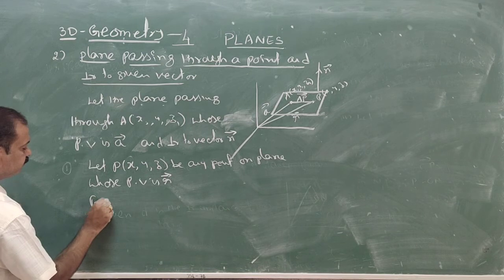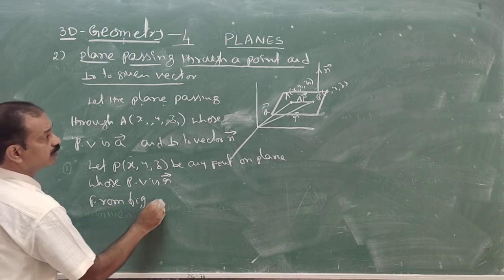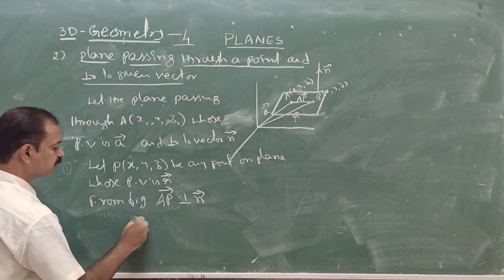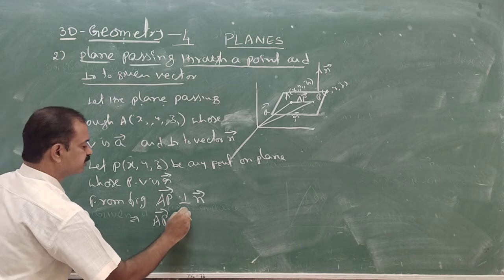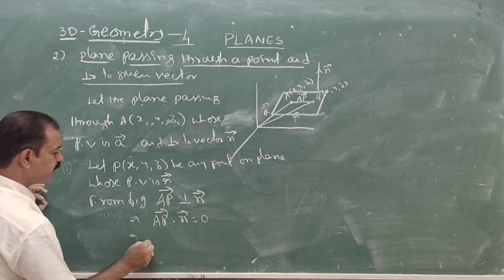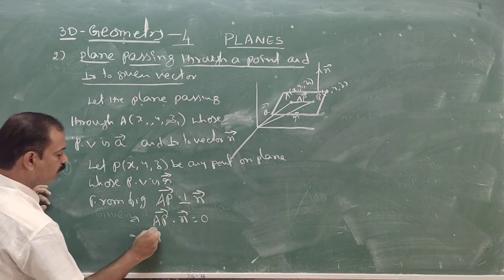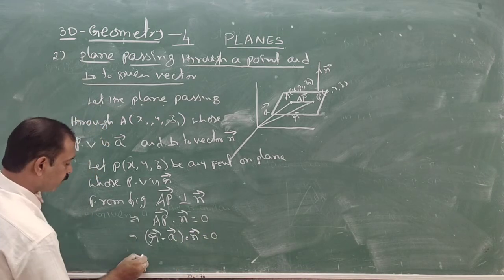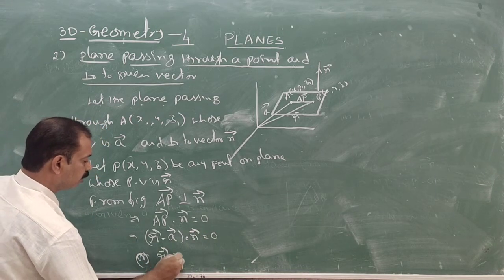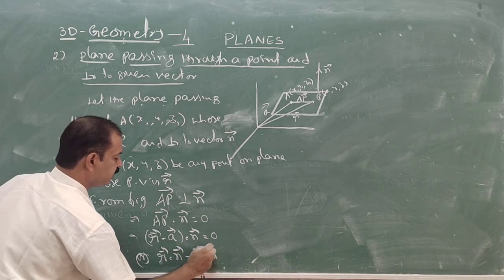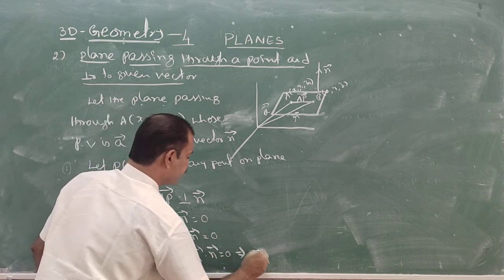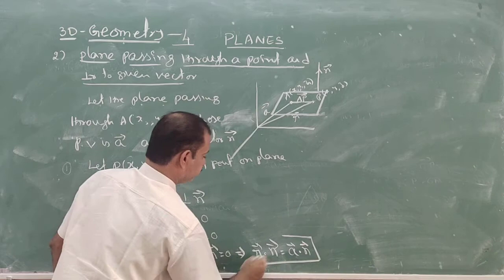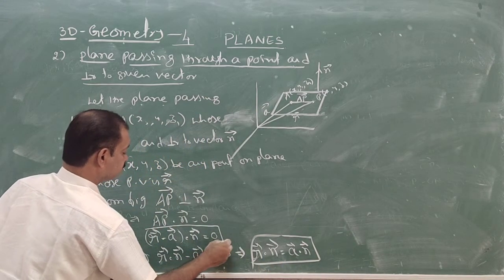So from the figure, vector AP is perpendicular to n. When two vectors are perpendicular, their dot product is equal to 0. What is AP? AP is nothing but r minus a. So (r minus a) dot n is equal to 0. R dot n minus A dot n is equal to 0, which implies R dot n is equal to A dot n. Either you can use this or use this.